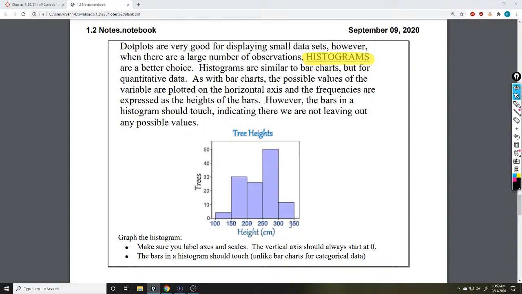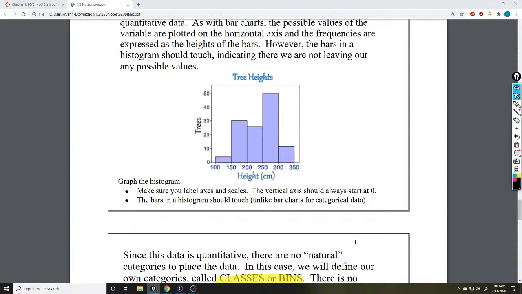So you should have numbers down here. And the other way you can tell it's a histogram is that a bar chart has the bars separated from each other, so you can see that they're in separate categories. The histogram has the data combined together. There's no separation between the bars in a histogram. Here's between 100 and 150, and it goes right into 150 to 200. So the bars should touch so that there's no leaving out any possible values. Make sure you label the axes. Make sure your vertical axis starts at 0. And the bars should touch.